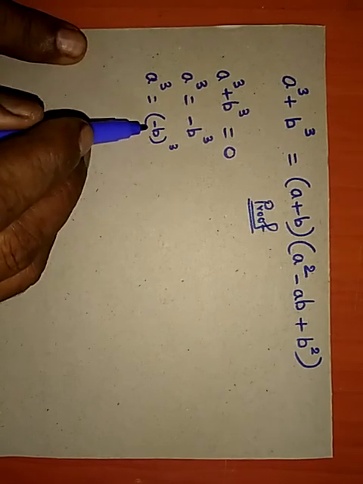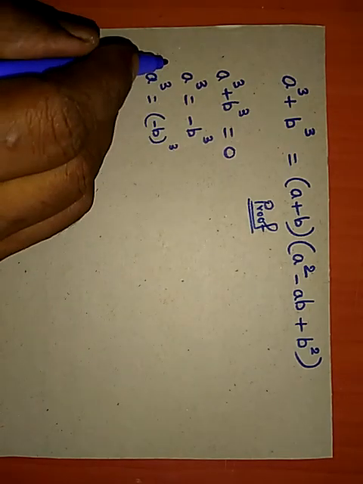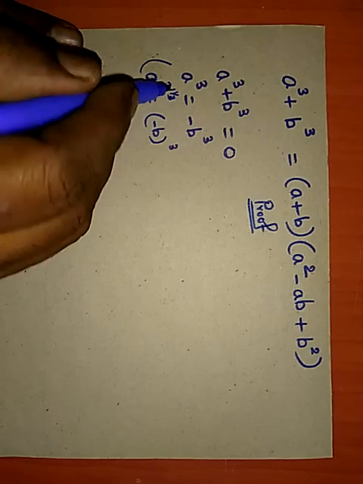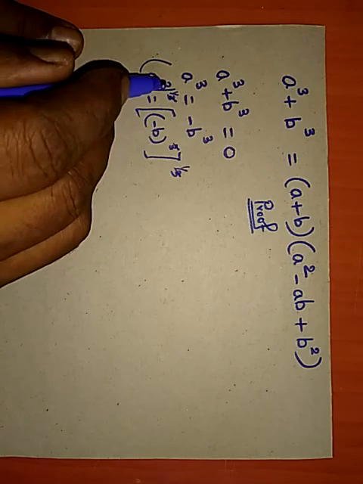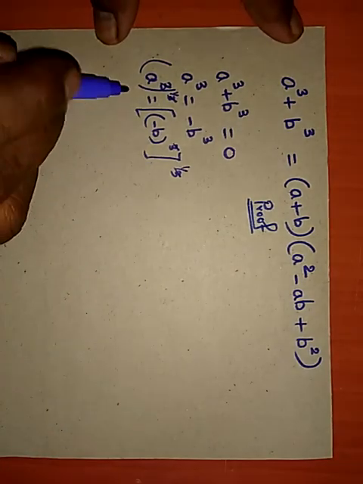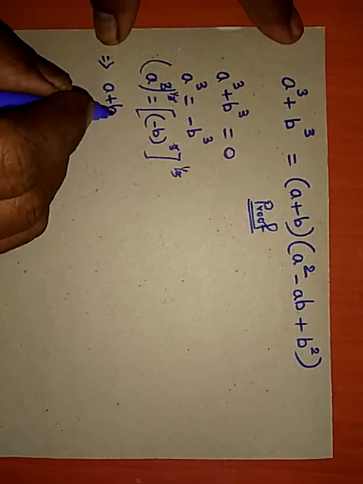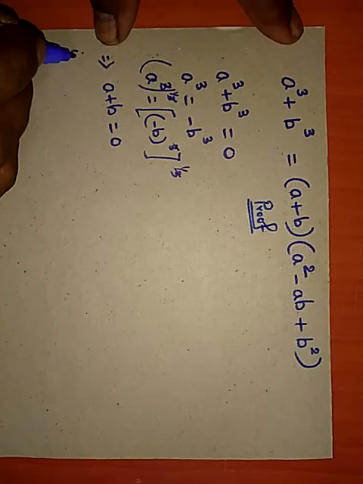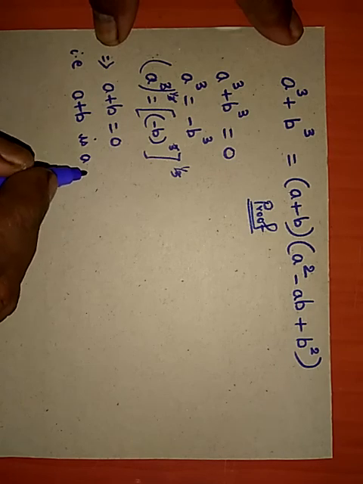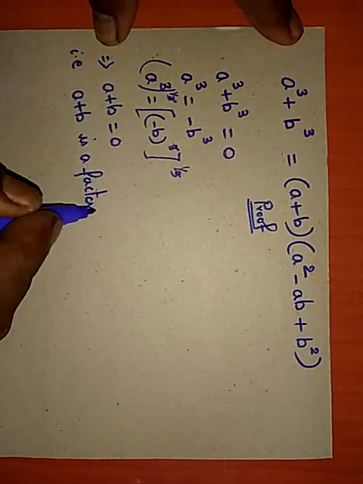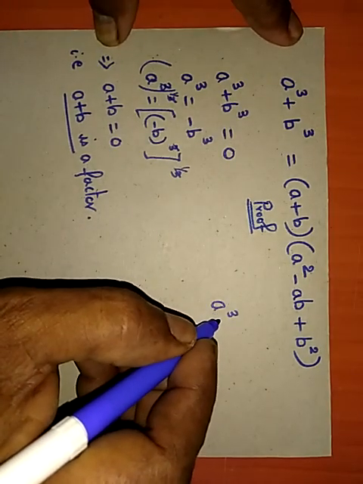So you multiply and see, minus b into minus b into minus b, you will get minus b cube. Now next what you do is power whole power 1 by 3, here again whole power 1 by 3. This 3 gets cancelled, 3 gets cancelled. Therefore what you have is a is equal to minus b, which implies a plus b equal to 0. That is, a plus b is a factor. Now what we do is we will divide and see the another factor.